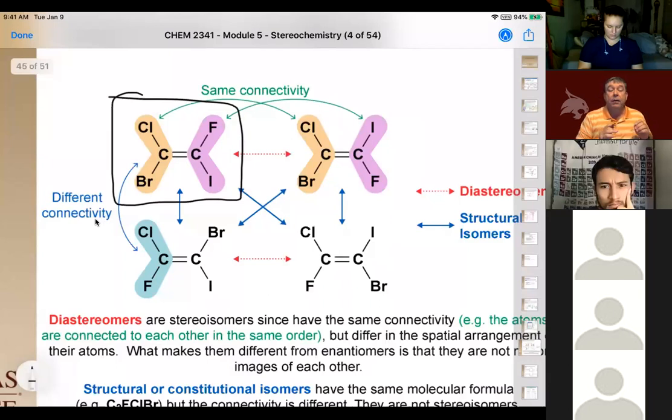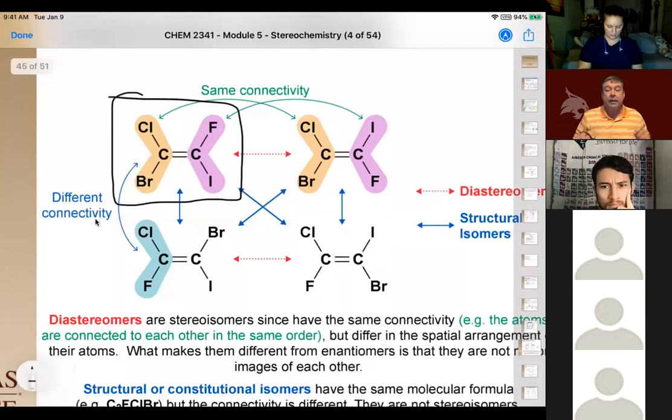Now, if that carbocation or whatever was flipped the other way when we formed that double bond, we'd end up with two of the substituents at the same geometric location, but the other two are flopped right here.